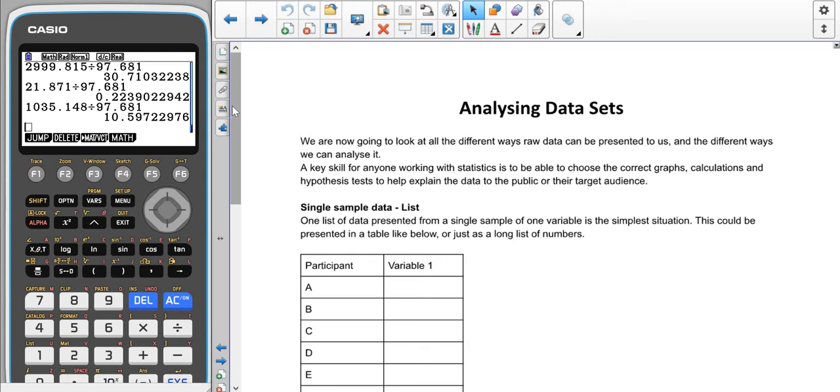Because the whole point of statistics is that we are not just given a big set of data and that's it. We have to find out information about it, and then we have to decide the best way to present that to people so that they can understand what we have found.